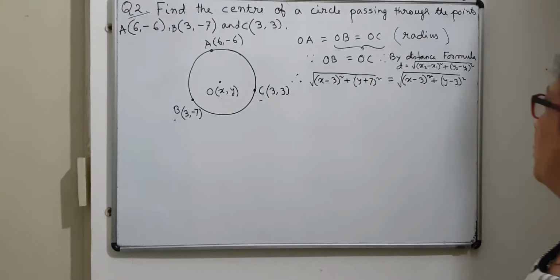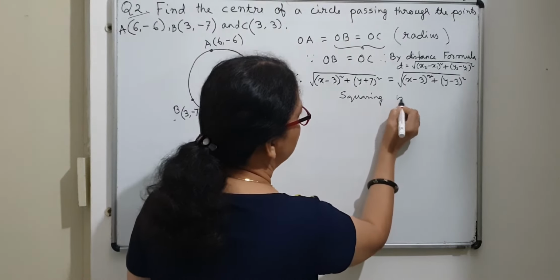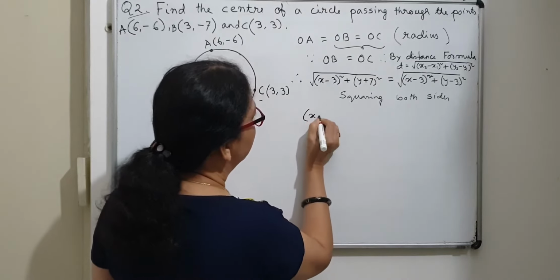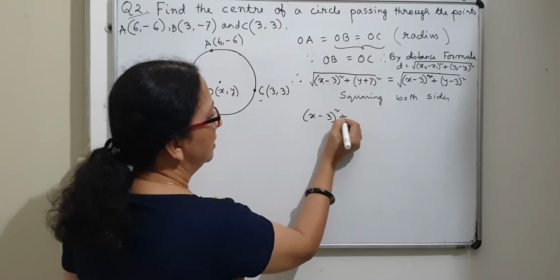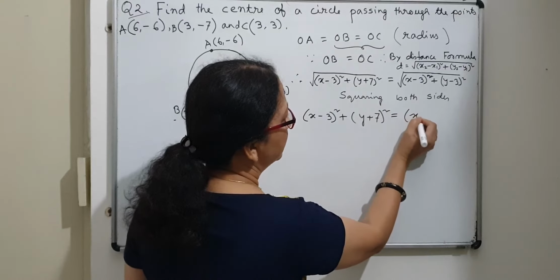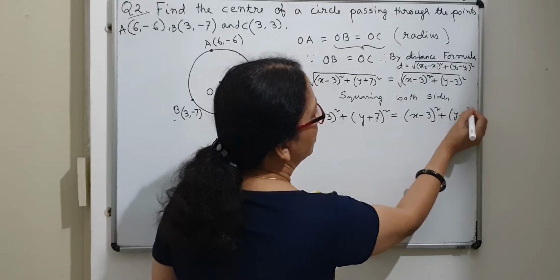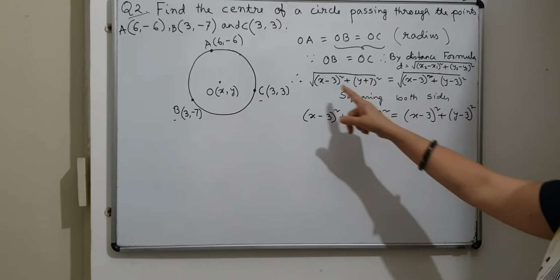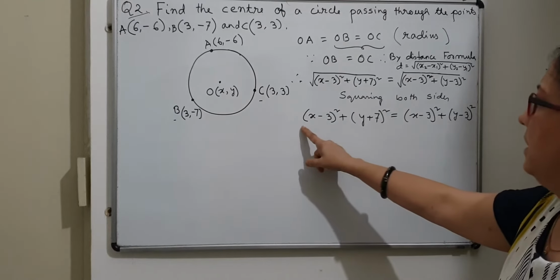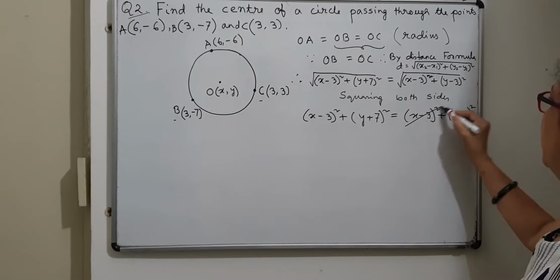Okay. Now squaring both sides, the radical signs will be removed. Squaring both sides, (x minus 3) whole square plus (y plus 7) whole square is equal to (x minus 3) whole square plus (y minus 3) whole square. Now you see, radicals are removed, and before expanding, you observe this is (x minus 3) whole square and this is also (x minus 3) whole square. So these two we can simply cancel.